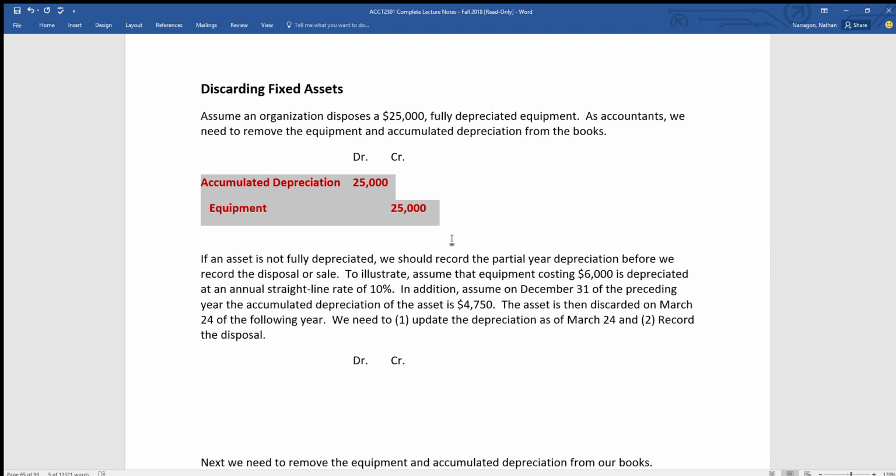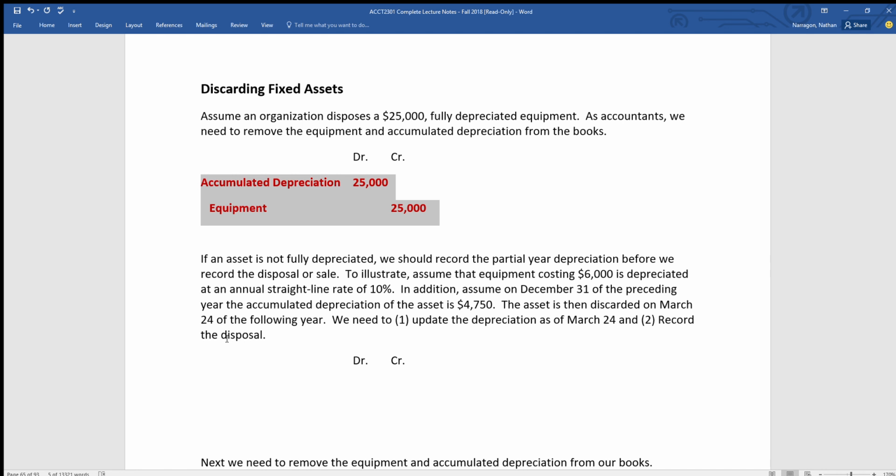That's the easy one. Fully depreciated, it goes away. Well, sometimes that doesn't always happen. Sometimes we may sell a product, we may actually remove it in different ways. So if an asset is not fully depreciated at the time that it is known to be scrapped or gets sold, we're going to have to do partial depreciation.